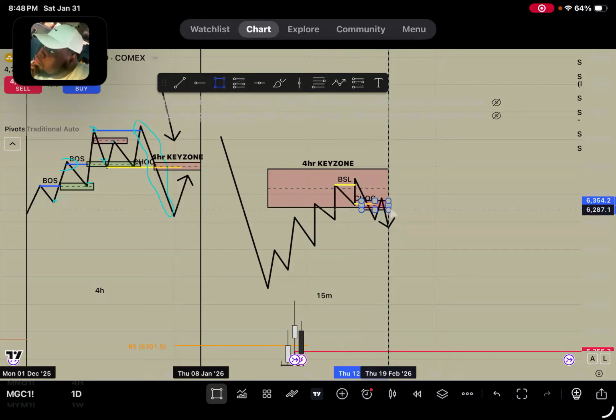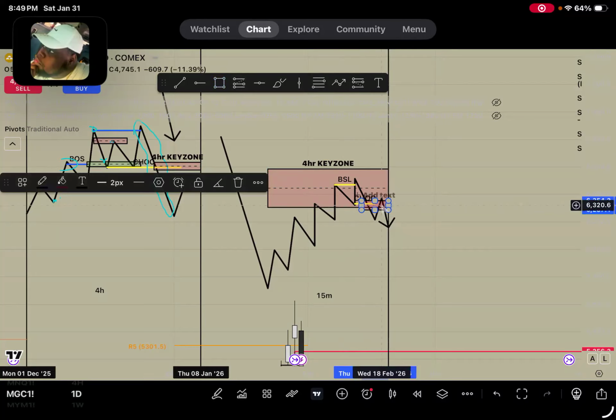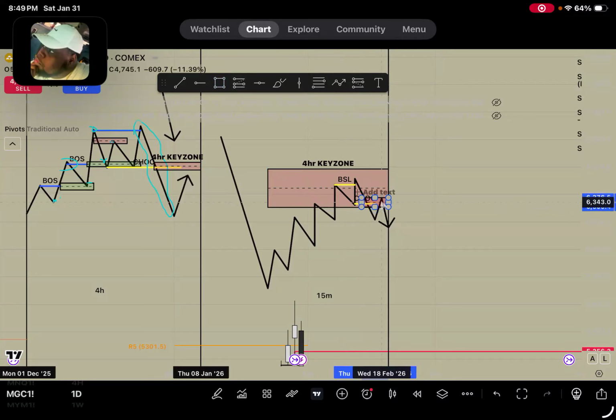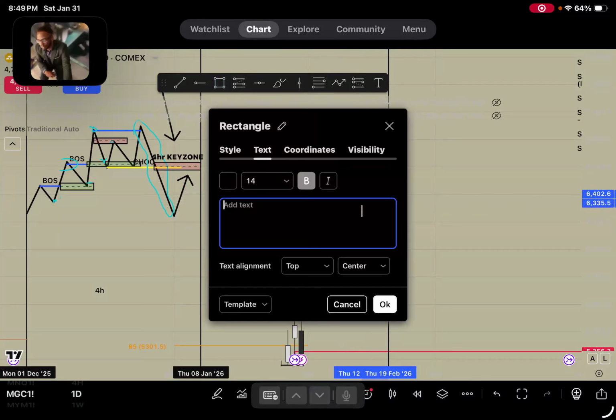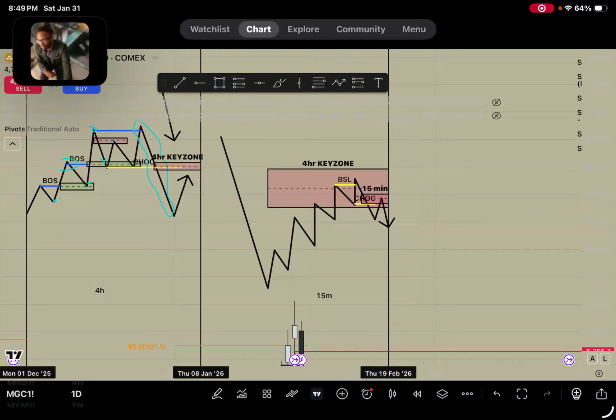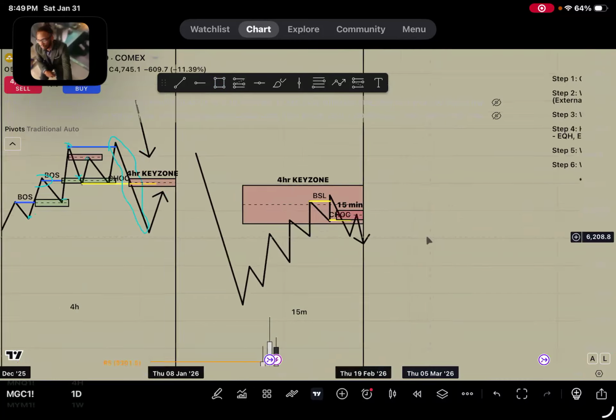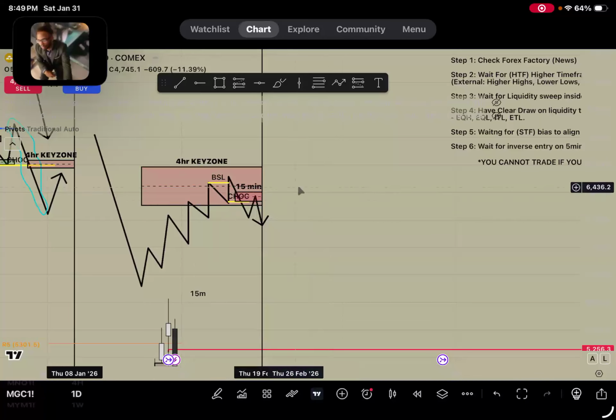A bearish fair value gap on the 15. This is a 15-minute fair value gap that was created. Y'all with me? Following along. Everything lining up for my sells. Now, oh my goodness, this is coming along good. Watch this. Break it down.